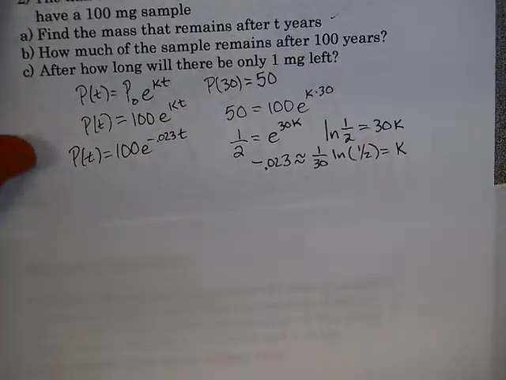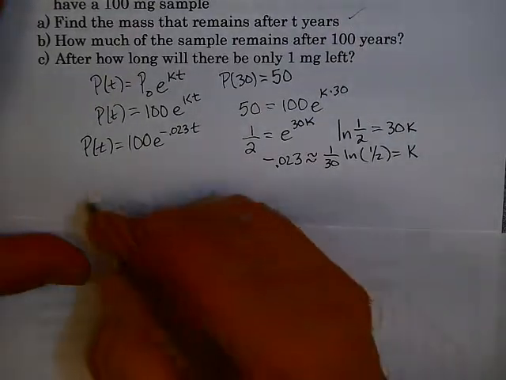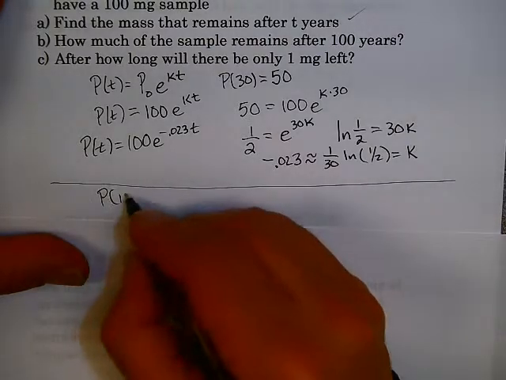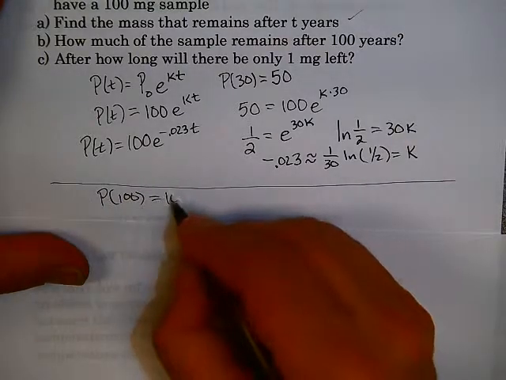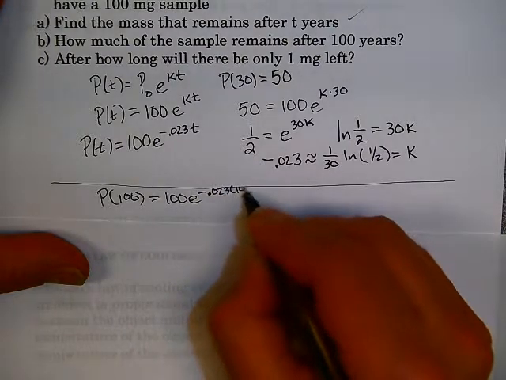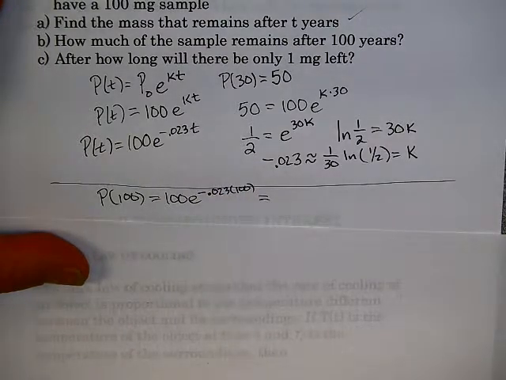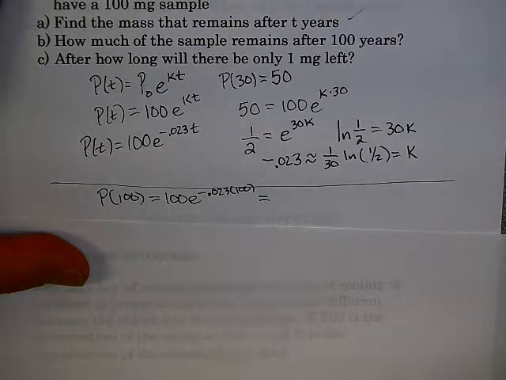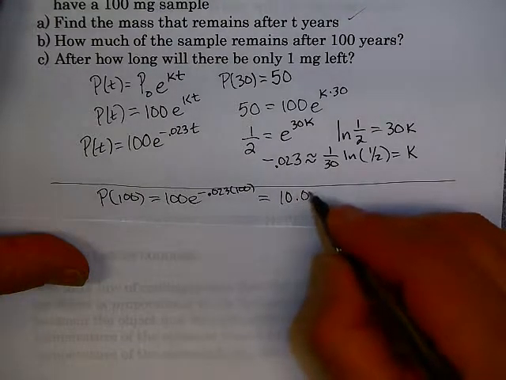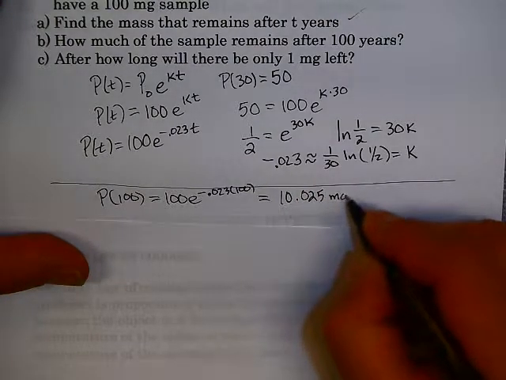Well, after 100 years, I'll draw a little line here. I'm going to plug in 100 for t, and we'll have this. So again, if I do that on my calculator, 100 e to the minus 0.023 times 100 equals about 10, or 10.025 milligrams to be exact.